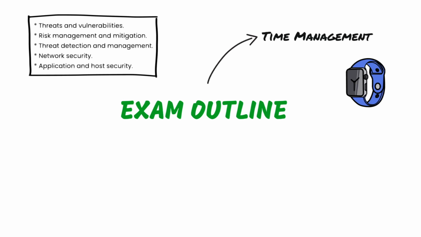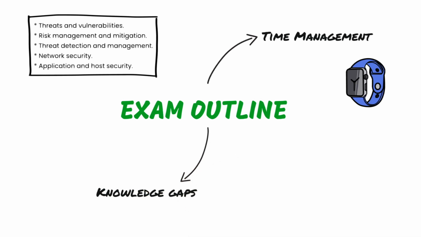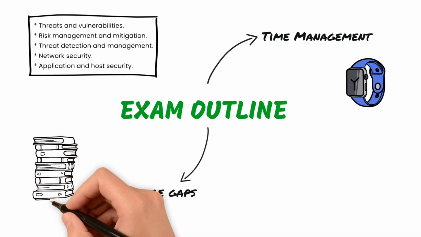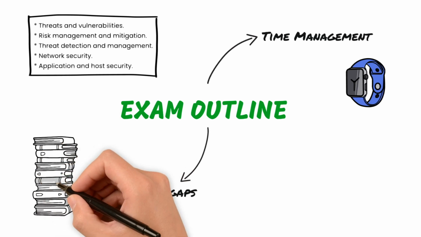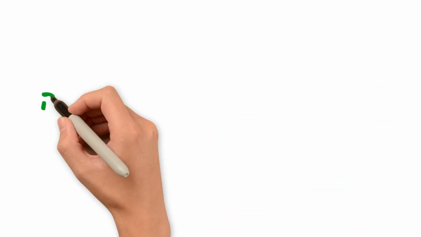Then the second point that we have here is to identify knowledge gaps. So this really does link to time management as well, because by having allocated specific time to specific tasks, you'll have identified those knowledge gaps. So as I just said, if you know you're weak in a specific section, you'll know to revise that a lot more and to put a lot more focus on that compared to other areas. So that pretty much covers the exam outline.